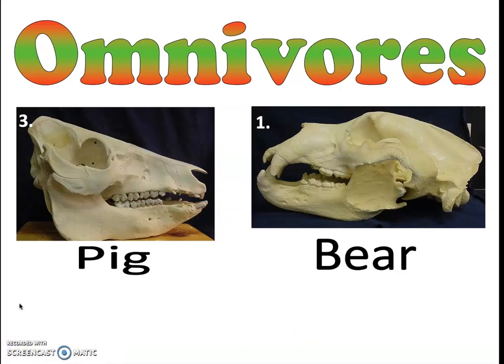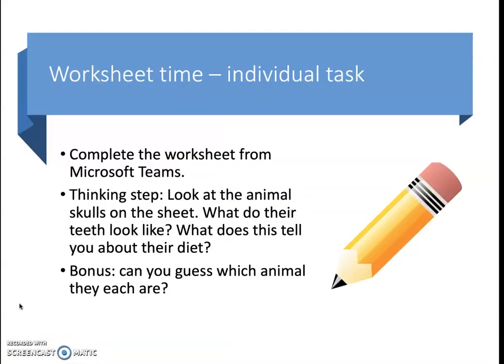Okay, that's nearly enough of me talking. So let's have a look at the task that we're going to be doing now. So you are going to have a worksheet to complete, which you can find on Microsoft Teams. You need to look at the animal skulls on the sheet. What do their teeth look like? What does this tell us about their diet? And if you want, as a bonus, you can also guess which animal they each are.